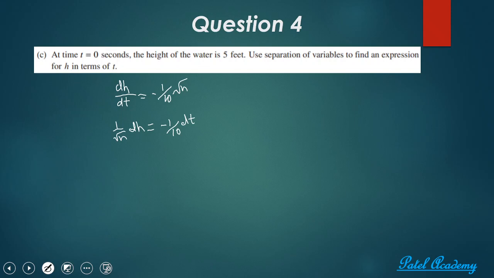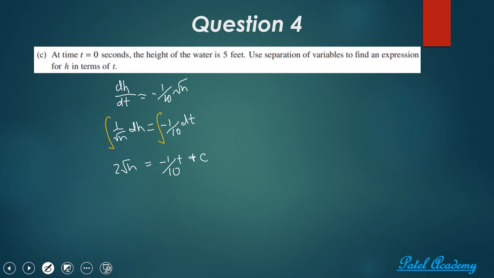I brought the root h over, so it becomes 1/root h, and then I brought the dt over. Now, we're going to integrate both sides. Alright, and so we get the integral of 1/root h becomes 2 root h. The integral of 1/10 becomes 1/10 t, and then plus c. Remember, we need to include this constant of integration only on one side, because if we include it on both, we get plus c plus c. These are different c values. When you combine them, you just get another constant. So it's easier to just write it once.